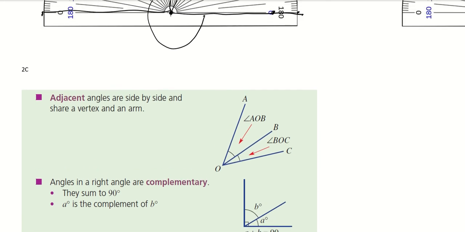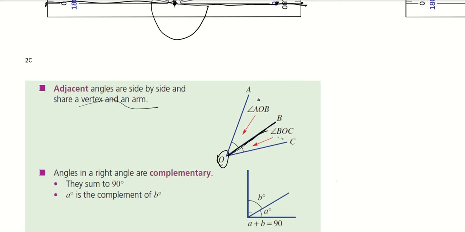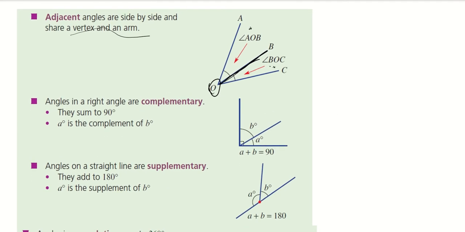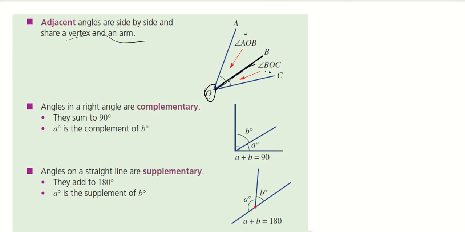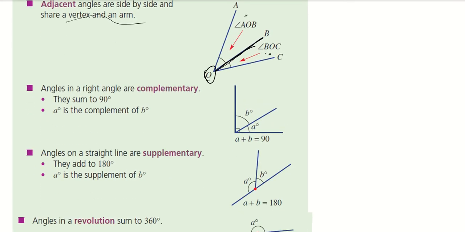Adjacent angles are side by side and share a vertex and an arm. So here's an arm that they share, and they share the vertex of O. Therefore, that angle inside is BOC, and that angle is AOB. Again, with the angle symbol. That's adjacent angles. Okay, they're important because when you get two things such as this, those angles are adjacent. They share an arm and they share a vertex.